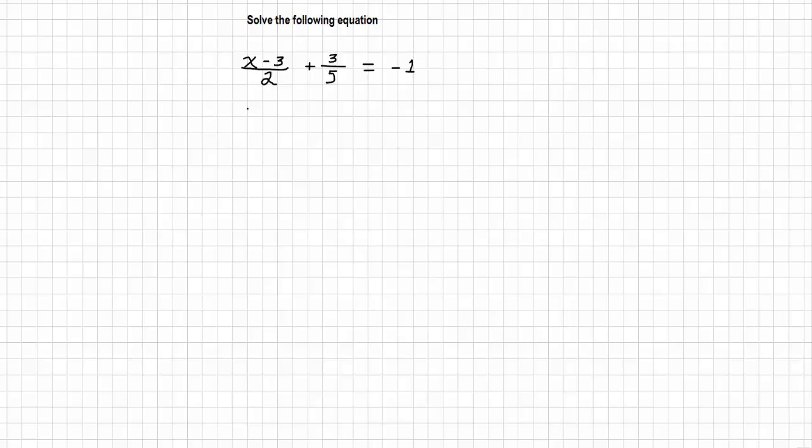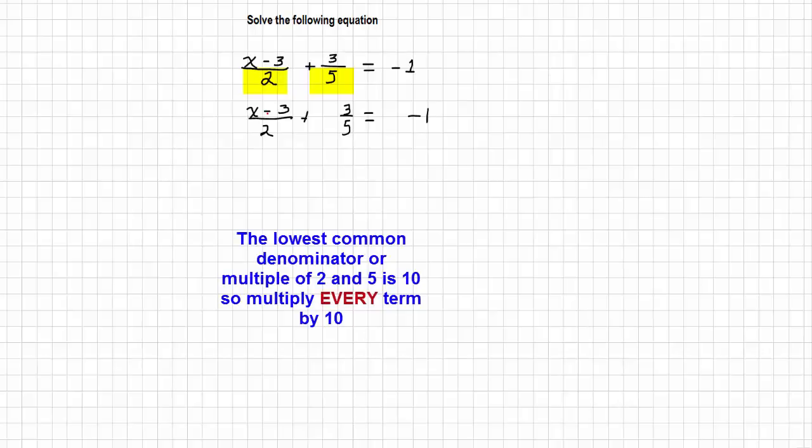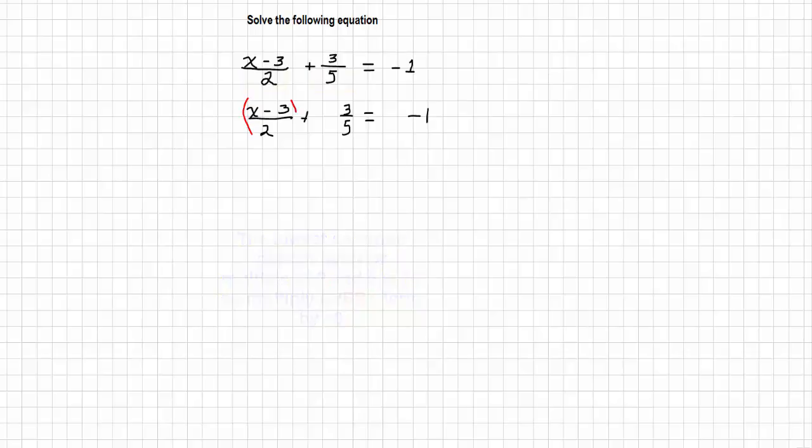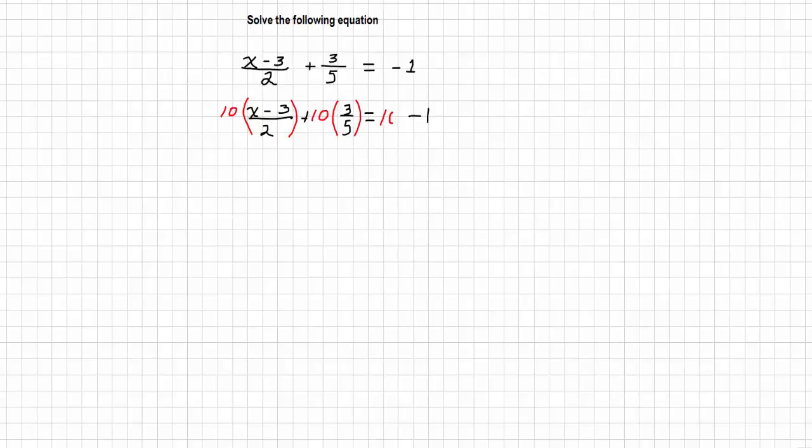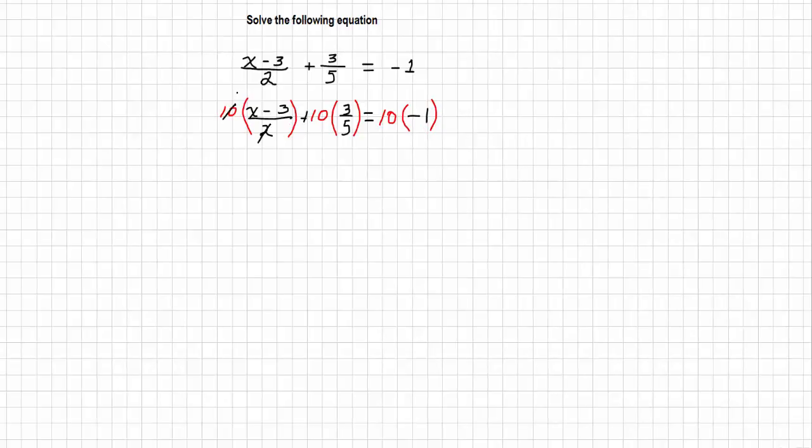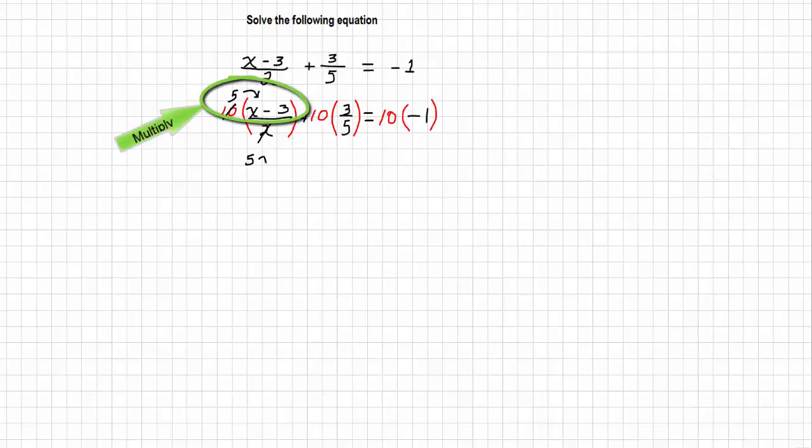The first steps in solving this equation are to eliminate the fractions since there are no brackets anywhere. In order to do that, you multiply each term by the lowest common multiple or denominator of 2 and 5, which is 10, which gives you 10 times x minus 3 over 2 plus 10 times 3/5 equals 10 times negative 1. And then you simplify each of these multiplications. In the first term, 2 goes into 2 once, 2 goes into 10 5 times, you multiply 5 times x minus 3 because it's a binomial, and you get 5x minus 15.